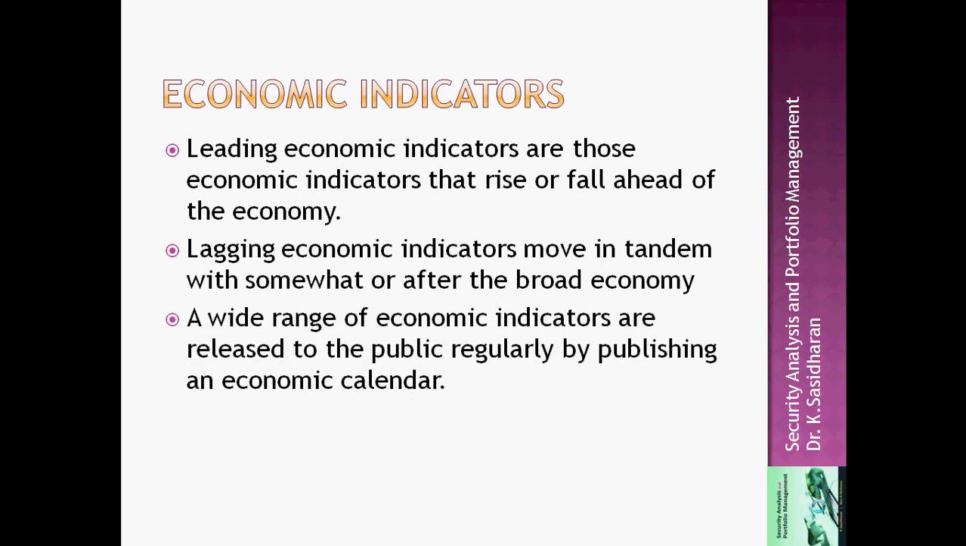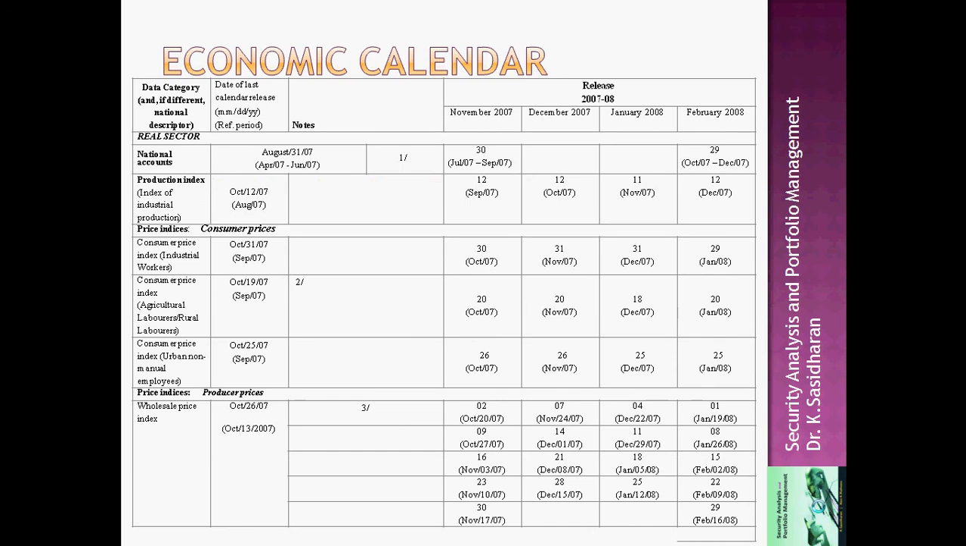Then a wide range of economic indicators are released to the public regularly by the government by publishing the economic calendar. See, we have given a sample of the economic calendar here. So you can find what all things are happening every month and in a year what will happen. This is a copy of the 2007-8 economic calendar, where you can see the period and what all things will happen during the period.